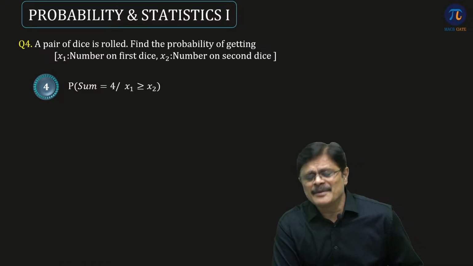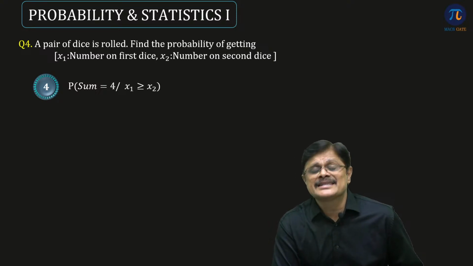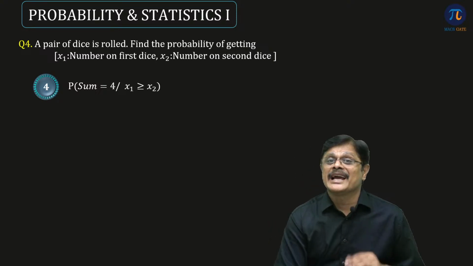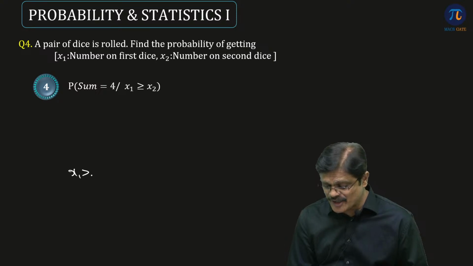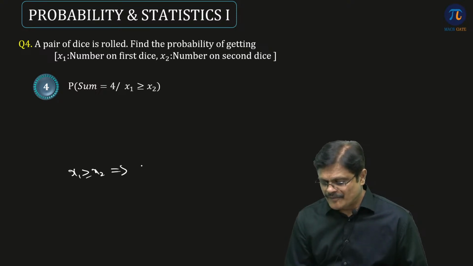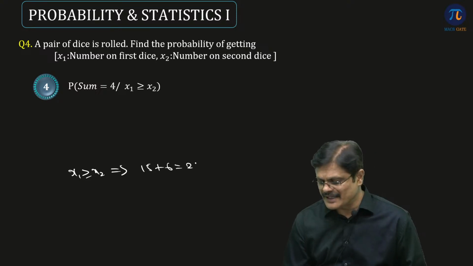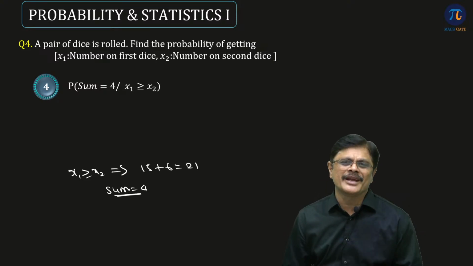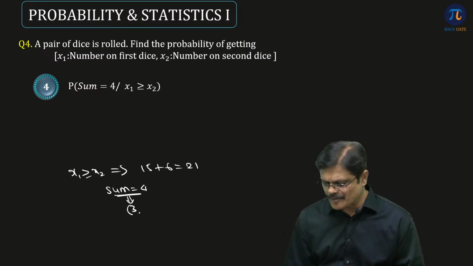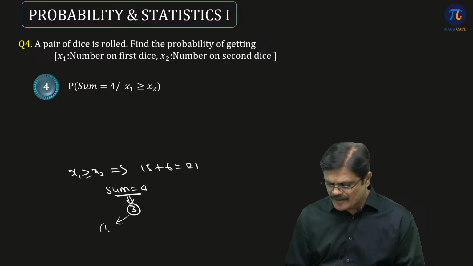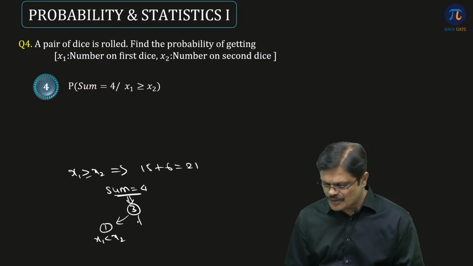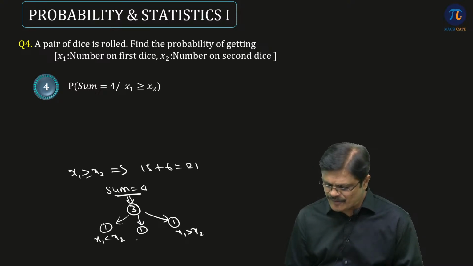Next one. Sum is equal to 4 when x1 is greater than or equal to x2. How many cases are favorable, sir? For x1 greater than or equal to x2, 15 for x1 greater than x2, 6 for x1 equal to x2, 21 cases. Now for sum is equal to 4, normally how many cases are favorable? 3 cases are favorable. Out of 3, 1 is favorable for x1 less than x2, 1 for x1 greater than x2, and 1 for x1 equal to x2. That is 2 cases, sir.